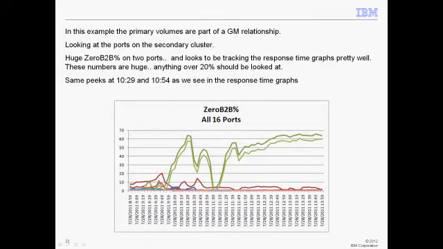Now we're able to plot zero buffer credit percentage. In this example, the primary volumes are part of a GM relationship. Looking at the ports on the secondary cluster, we see severe credit depletion on 2 ports that look to be tracking the response time graphs pretty well. These numbers are large. Anything over 20% should be looked at. The same peaks at 10:29 and 10:54 can be seen in the vDisk response time graphs.